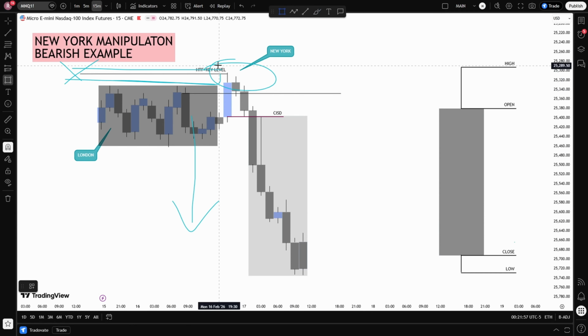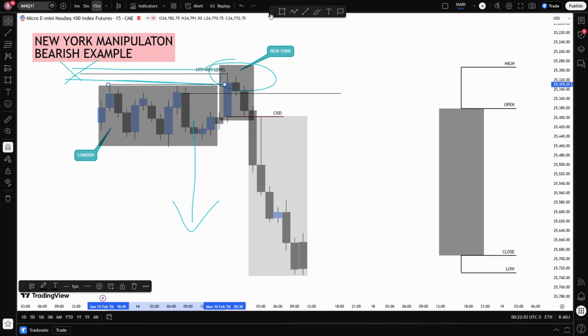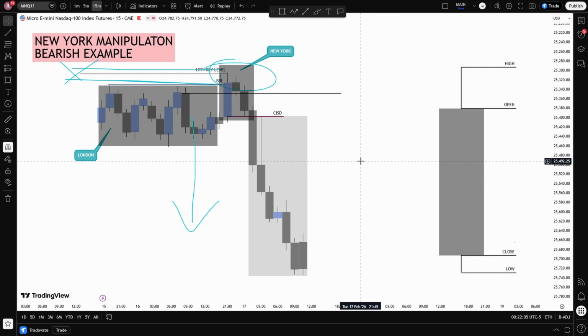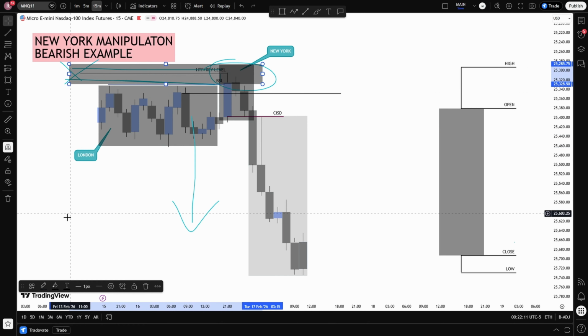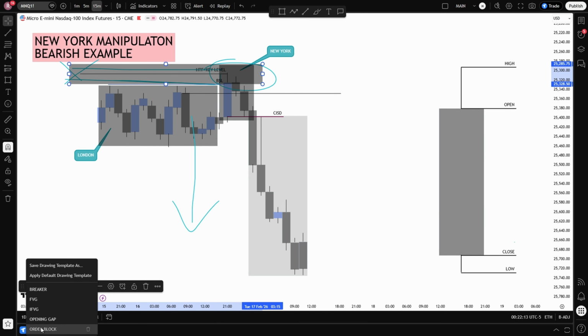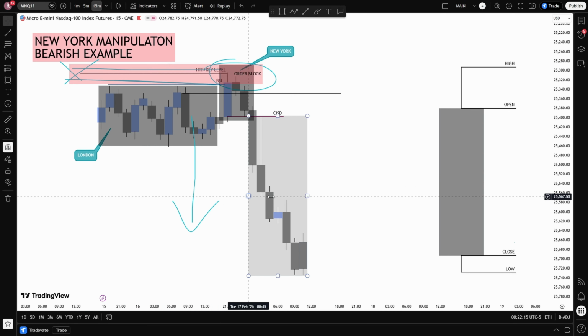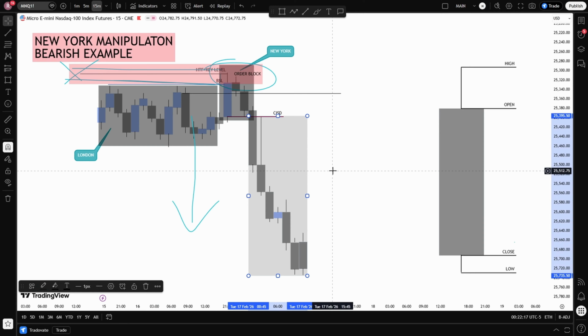Then, as we transition into New York, that's when things start to change. New York will manipulate the established London range. In a bearish example, that usually means running the highs of the London session, or taking buy-side liquidity resting above the range. This move often creates the illusion of bullish continuation, drawing traders into longs right before the reversal.